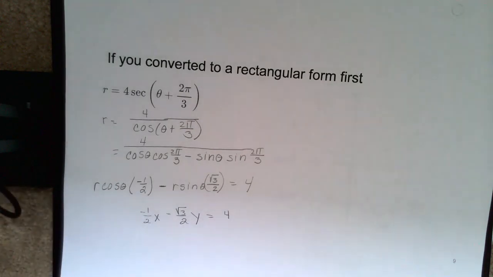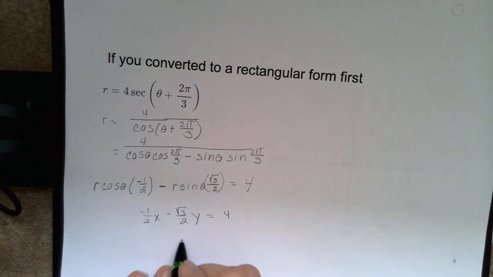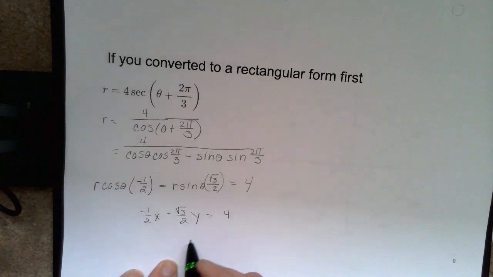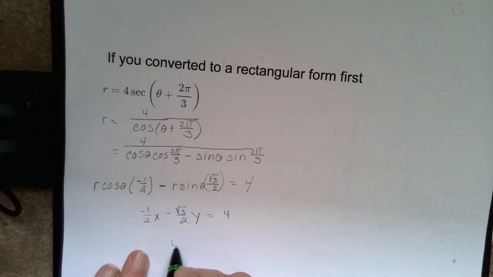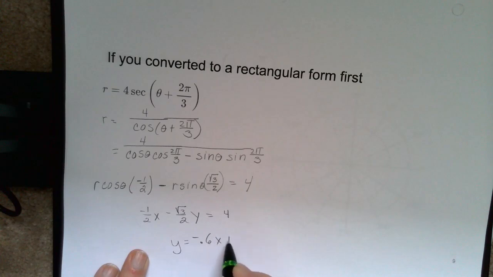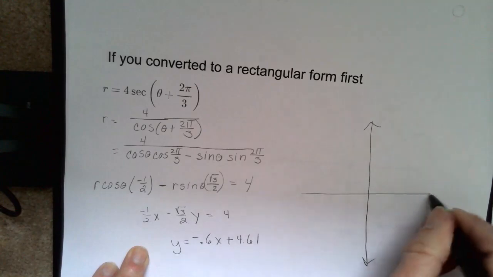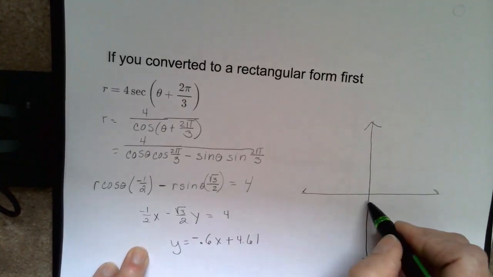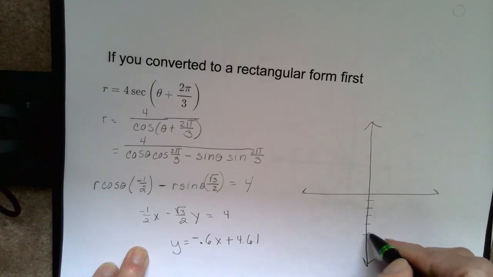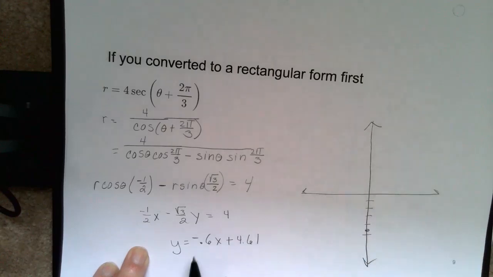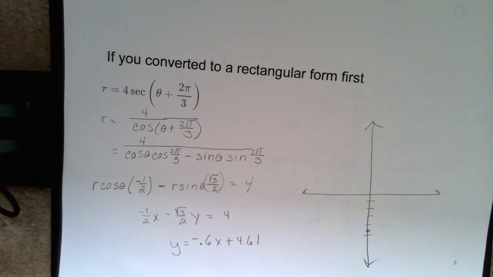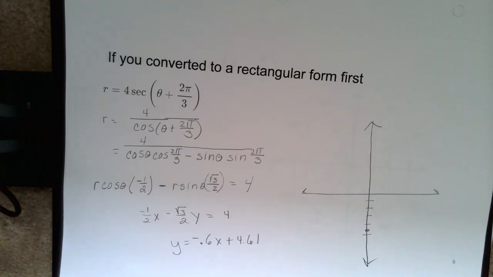Now, if you want to put it in y equals mx plus b form, when you solve for it algebraically, you would add this and then you would divide by the negative square root of 3 over 2. You're going to get this answer, negative 0.6x plus 4.61. Now, if you did that on a coordinate plane, 1, 2, 3, 4. Okay, there's your negative 4.6. Now, your negative 6/10 is the same thing as negative 3/5.